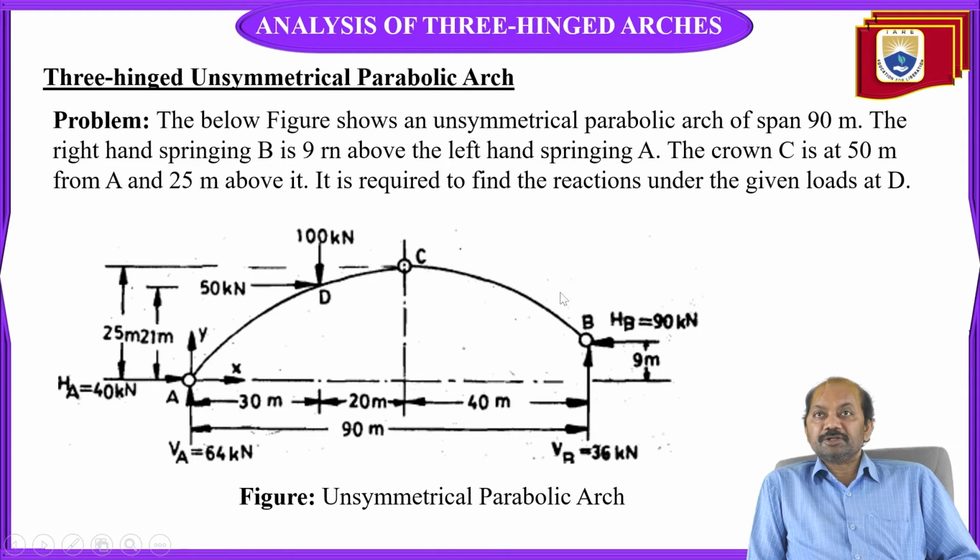It is required to find the reactions under the given loads at D. D is located here. These are the given loads, 100 kilonewtons and 50 kilonewtons. Now we have to find out the reactions. The reactions means VA, VB, HA, HB. We have to find out in this problem. The arch is an unsymmetrical parabolic arch. Now let us solve this.